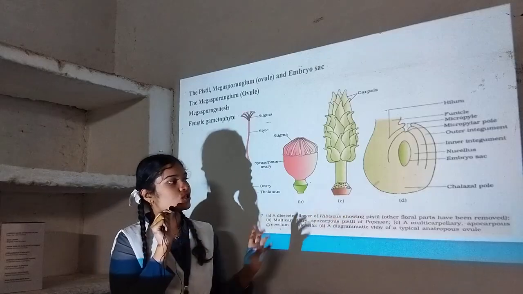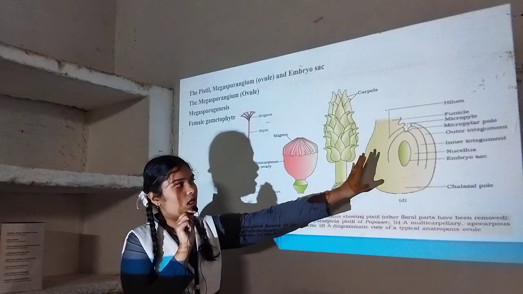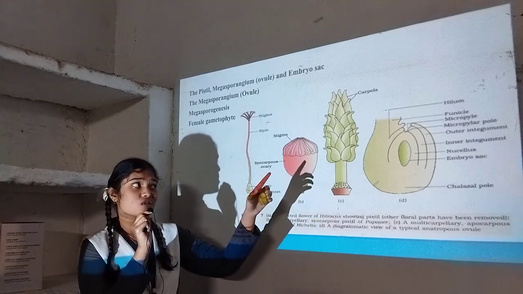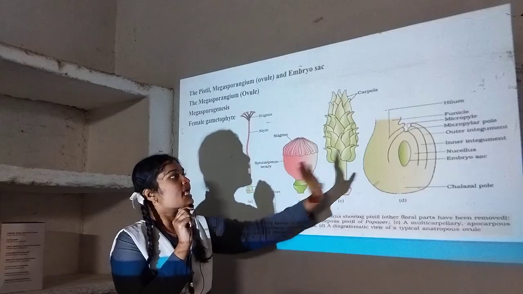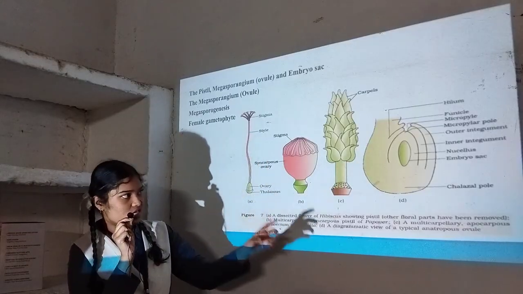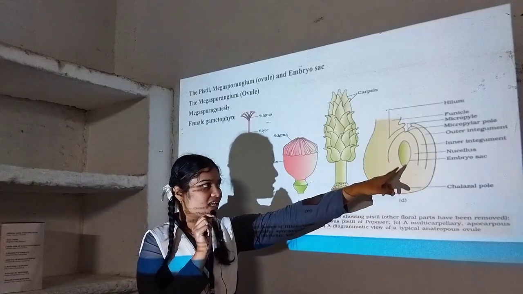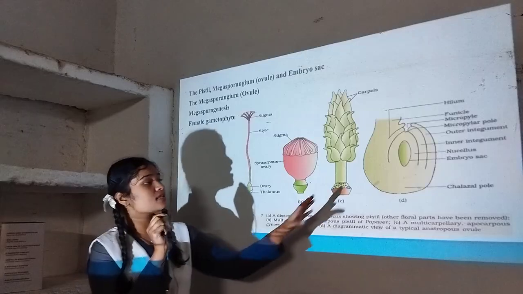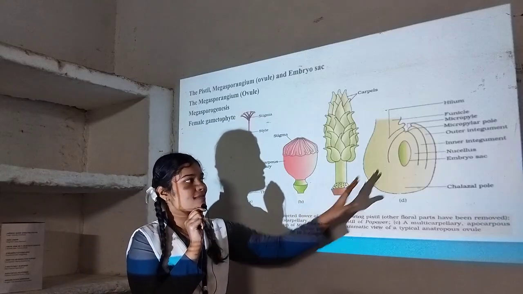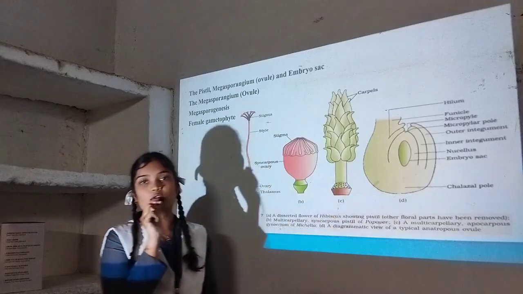And this is the structure of an ovule, which consists of a funicle, the funicle which joins the placenta to the ovule, and hilum. This is a junction between the funicle and the ovule. This is the micropylar end from which the pollen tube will enter, and these are the two integuments, it is the outer integument, it is the inner integument, and this is the nucellus in which the reserved food material is present, and this is the embryo sac, and this is the chalazal pole, which is opposite to the micropylar end.